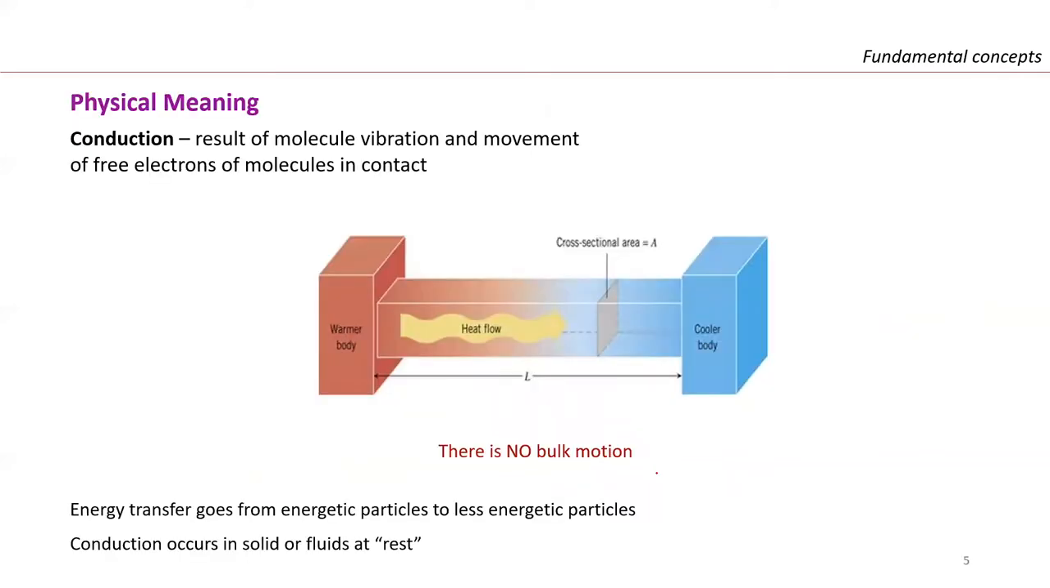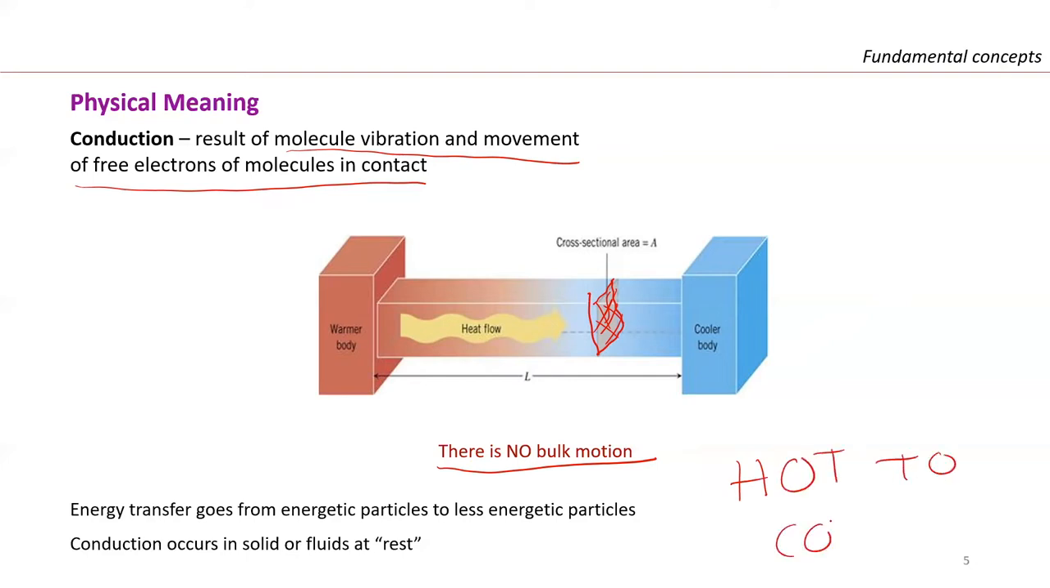Meaning of conduction. Well, conduction is nothing more than the molecule vibration and movement of free electrons of molecules in contact. Contact is very important. And actually, to evaluate conduction, we need to evaluate the cross-sectional area. Very important, there's no bulk motion. And all the time, the energy transfer occurs from more energetic particles to less energetic particles. That means from hot to cold. Very important. Conduction typically occurs in solids or fluids at rest.